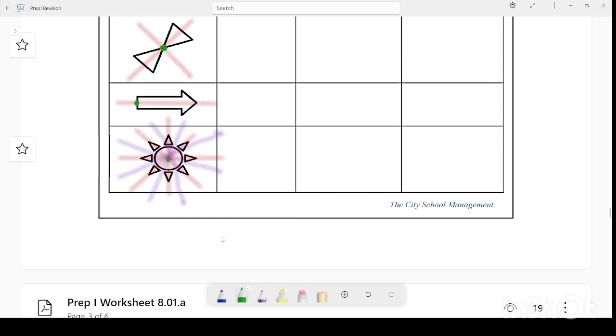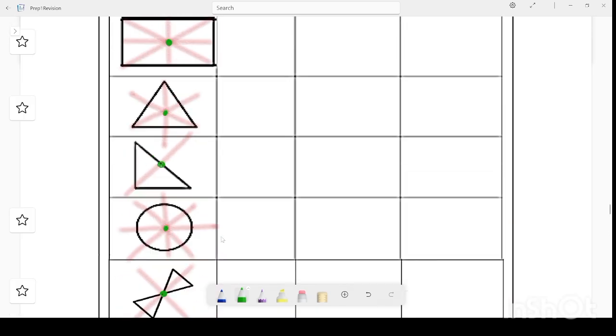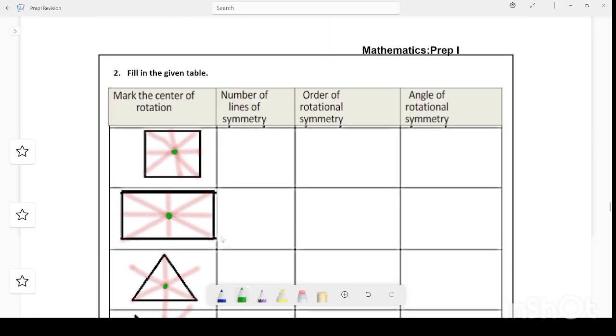So that central point is the center of the rotational symmetry. Now this is done. Now it says the number of lines of symmetry. So we have seen that in this shape, there were four lines of symmetry. So we'll identify that there are four lines of symmetry.